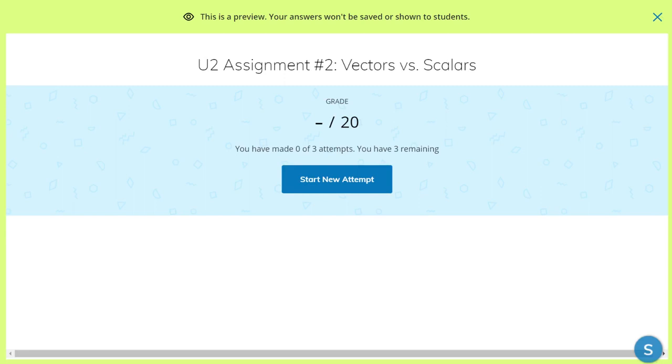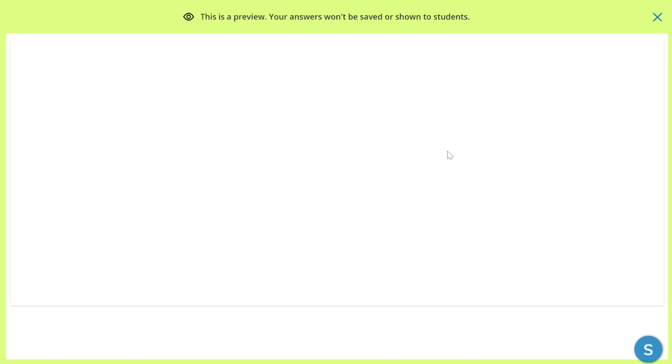All right, we're going to look at some questions that have to do with two types of measurements, either vectors or scalars. We're going to talk about how you can tell the difference between them, what they mean, what their purpose is, and how we're going to use them in physics. So let's start an attempt on here.